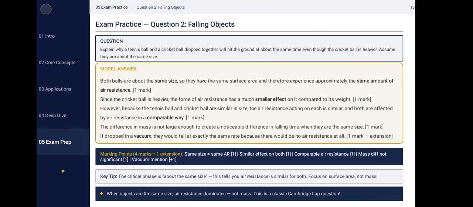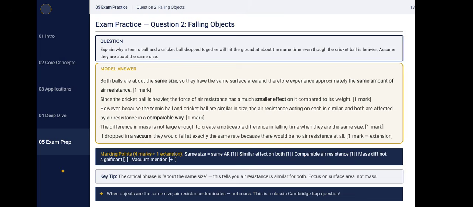Why? Both balls are about the same size, so they have the same surface area and therefore experience approximately the same amount of air resistance. First thing is that since the cricket ball is heavier, the force of air resistance has a much smaller effect on it as compared to its weight. However, because the tennis ball and the cricket ball are similar in size, the air resistance acting on each is similar, and both are affected by air resistance in a comparable way.